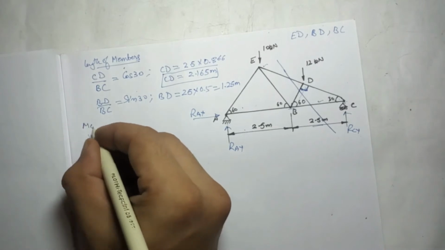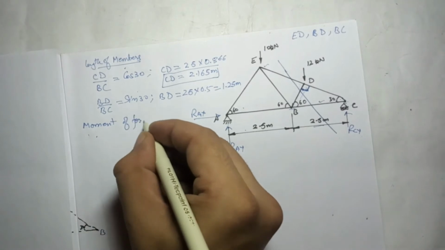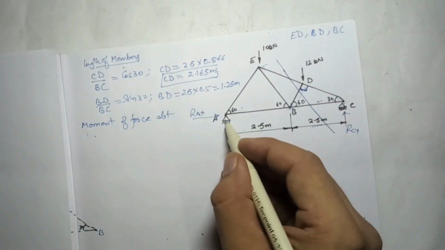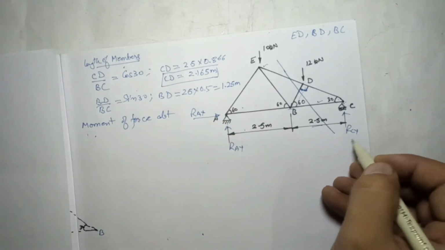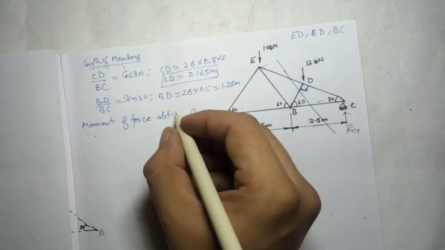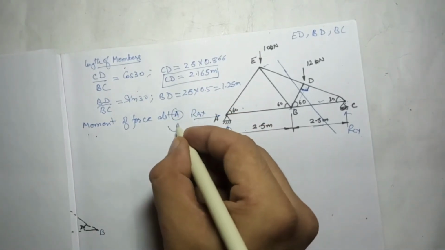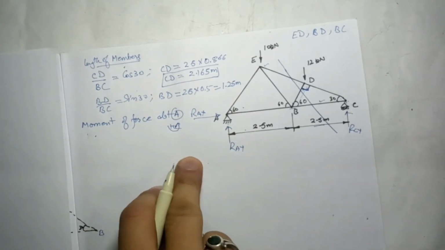Now we are taking the moment. I have told you how to decide moment of force about a point. I will take the moment about point A, so that RAY and RAX both will be 0. We can find out RCY very easily. So about point A, I am taking anti-clockwise as positive. Same in all the numericals, I am taking the same method.